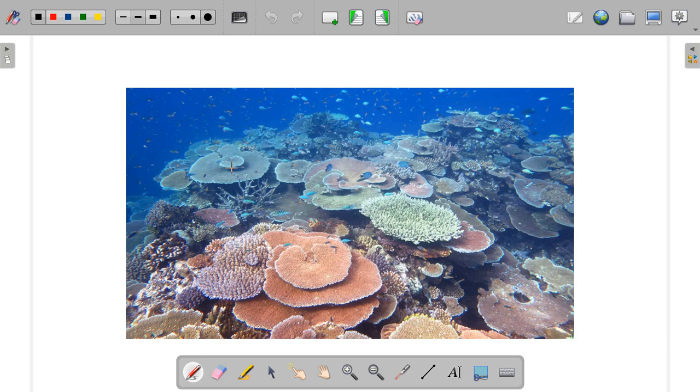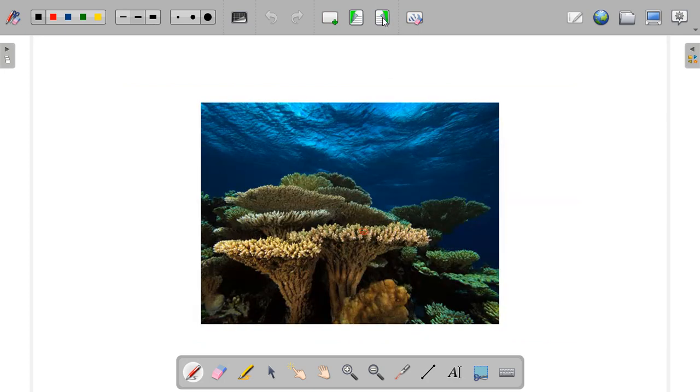Now, this kind of arrangement of dead bodies gives a house to a variety of organisms. Coral reefs play an important role in the ecosystem by hosting so many small to big fishes, like you can see right over here. These are all coral reefs. It's like permanently fixed plants at the bottom of the ocean.